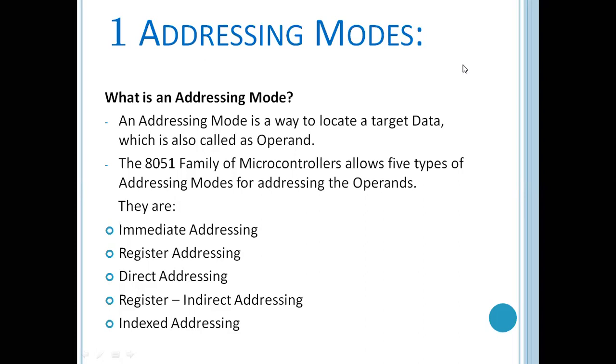In the 8085 we are having implied. In the implied we need not give the operand, whatever the value of the accumulator is, it is taken as the operand. Here there is a different addressing mode called the indexed addressing mode, which is used to access the external memory. So that is the difference. If we compare these two, that is the main difference in the addressing mode. All the remaining 4 addressing modes are similar to that of the 8085.